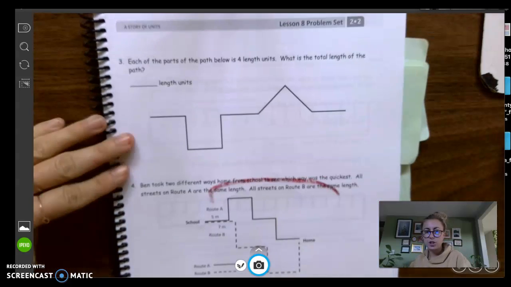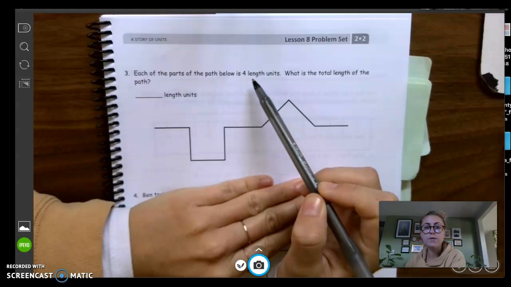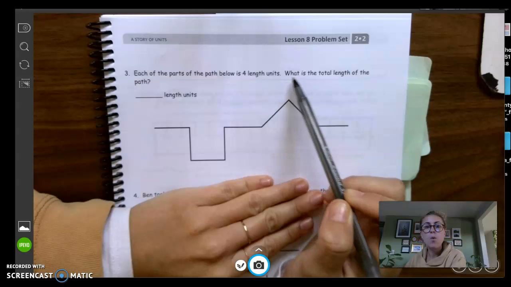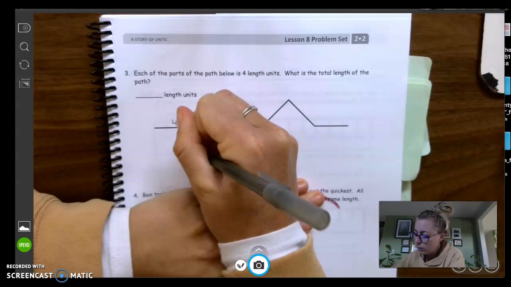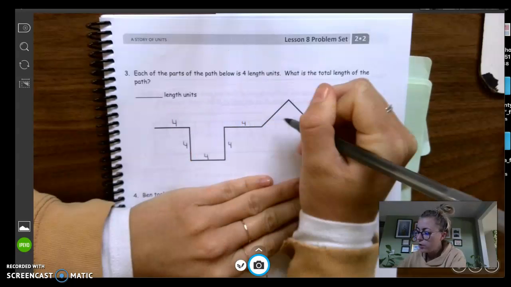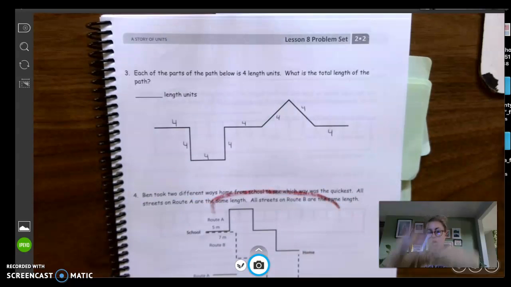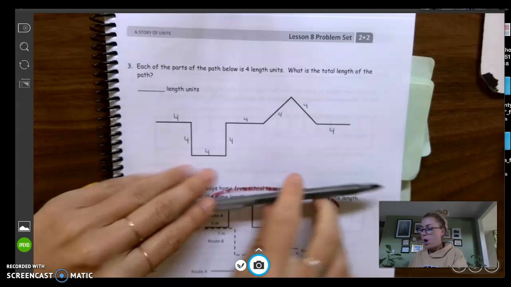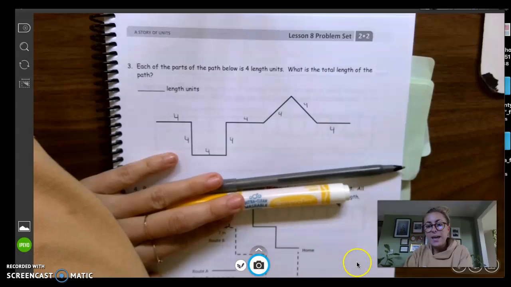For the last question that you're going to see, it says each of the parts of the path below is 4 length units. What is the total length of the path? So if each is 4, you have to do some math and add them all together to find the total length. All right, that's about it for today, and I'm going to include this video in the problem set also so that everybody can have this video for when you are working on this before you go to your quiz.